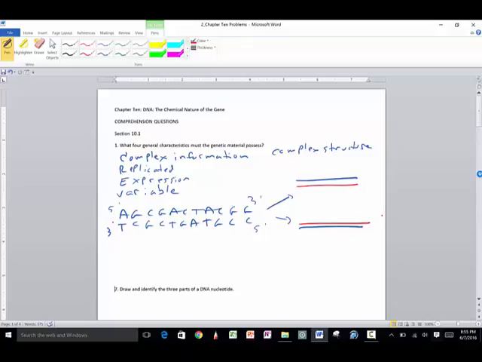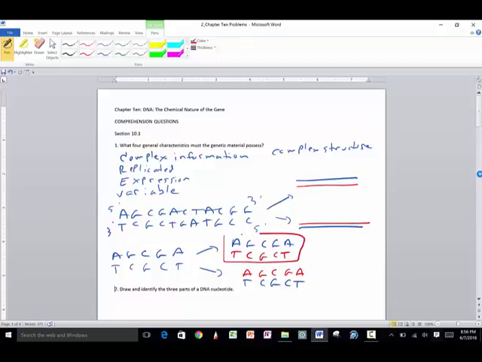So if we start out with, we'll just do a short one, AGCGA and TCGCT. We separate those, and we got AGCGA here, and then TCGCT here, and then we copy it, and we copy this one. It's the exact same molecule. So that's the exact same as this, and that's the exact same as this. So we've copied it, we've replicated it.